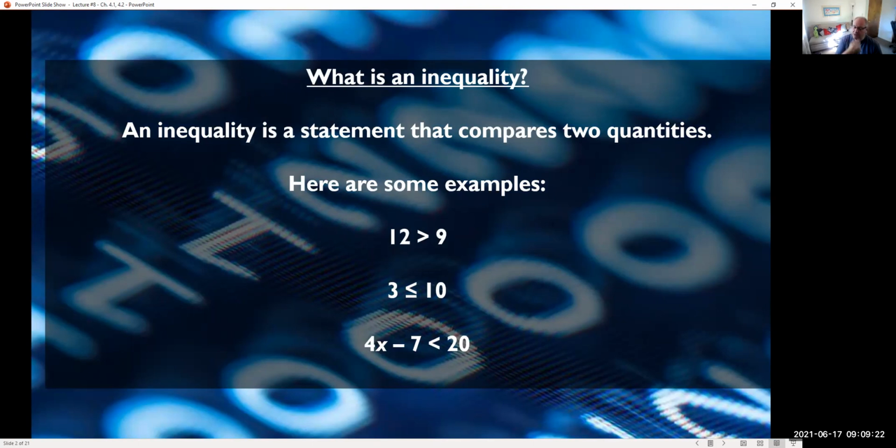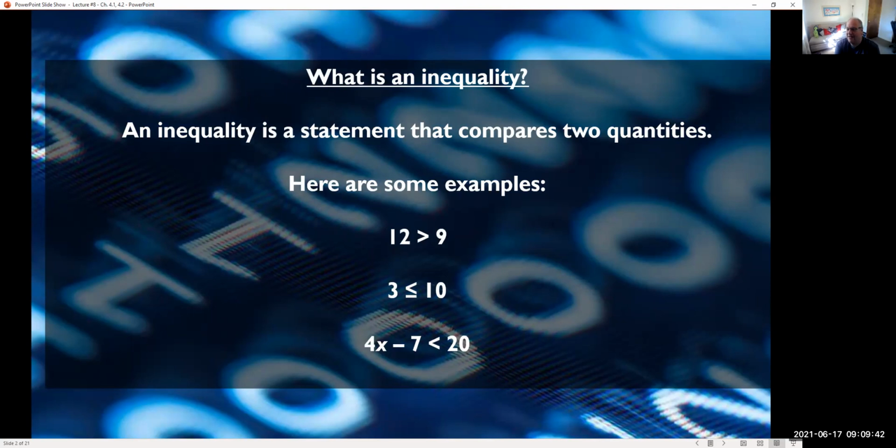So before we do inequalities, let's just kind of take a glance at some very basic inequalities and discuss what they mean. We have, if you look here, 12 is greater than 9 is how you'd read that out loud. I'm just trying to refresh your memory. I know you've learned this before. 3 is less than or equal to 10. And then we have an inequality with a variable in it. 4x minus 7 is less than 20.